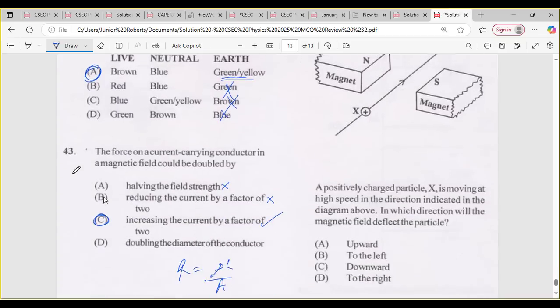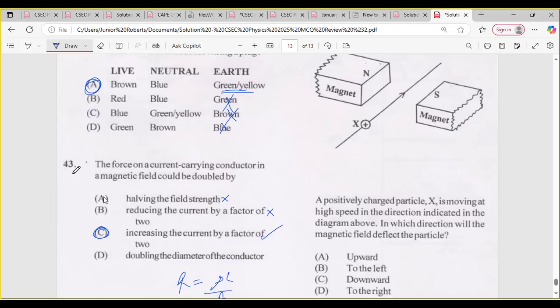Alright, so 44 now, last question, last bonus question. It says a positively charged particle X is moving at high speed in the direction indicated in the diagram above. In which direction will the magnetic field deflect the particle? So again, we have a positive charged particle moving like that, and a positive particle moving is the same thing as conventional current, right? So we can apply Fleming's left-hand rule.